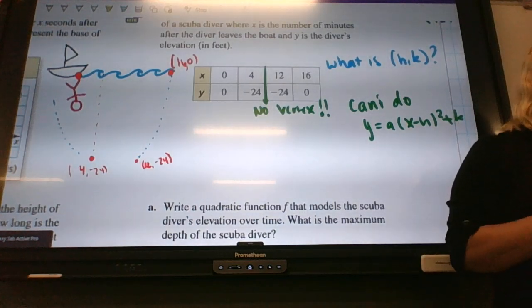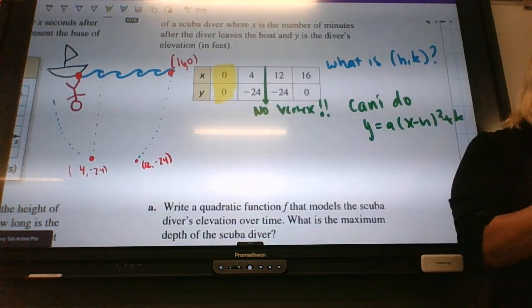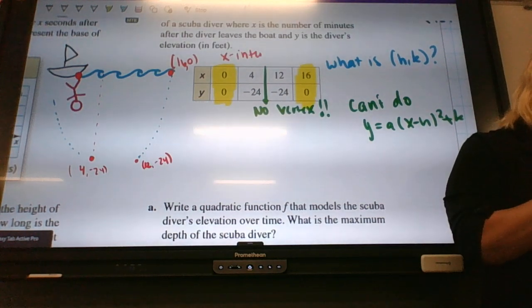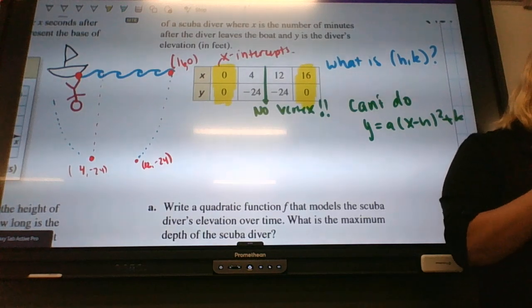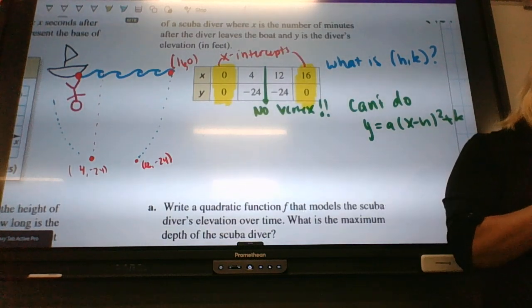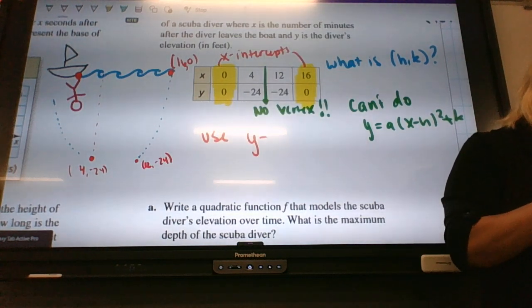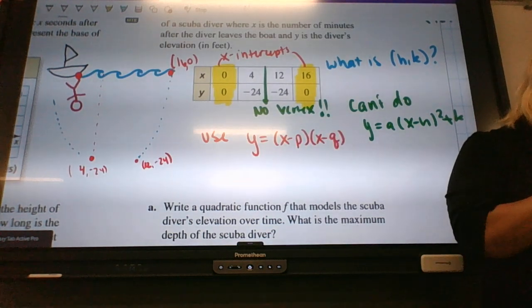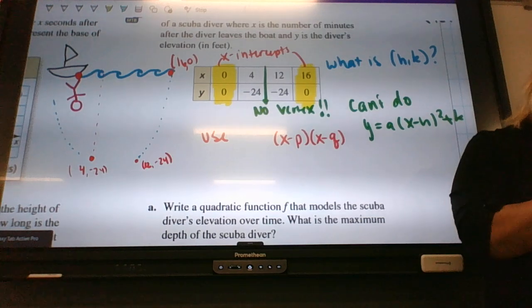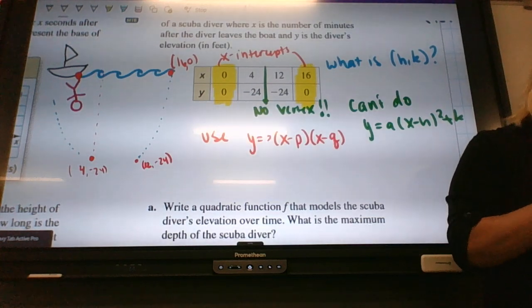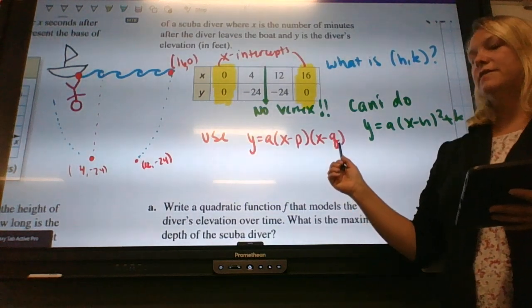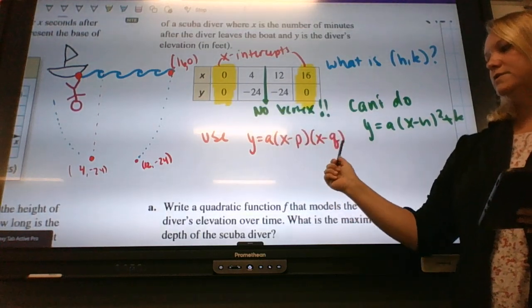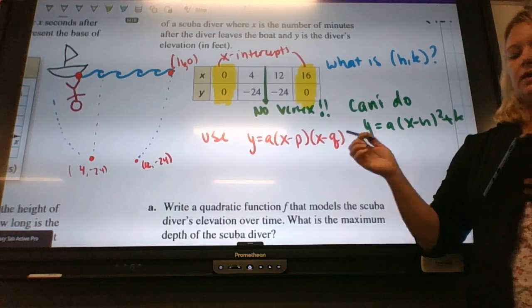Instead, we're gonna use the x-intercepts. I see zeros here and here. These are x-intercepts. So when you're given x-intercepts, you have to use x minus p times x minus q, and then don't forget your little a. So this time I have to transition based on the information given. I don't know a middle point. I'll have to use the intercept form with the p and the q.